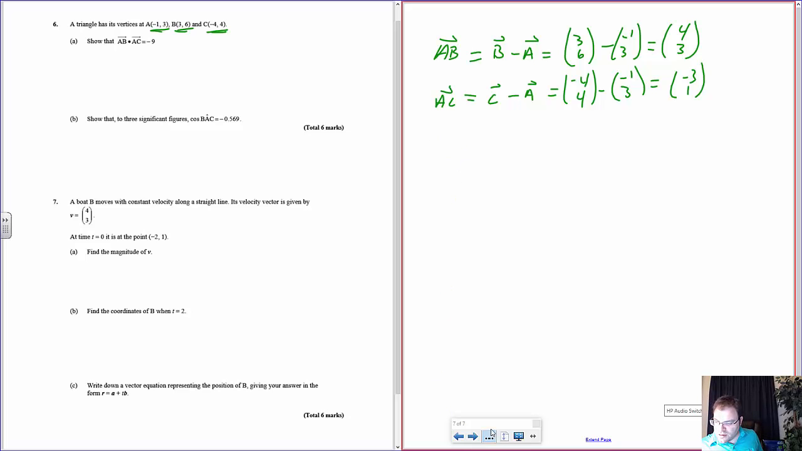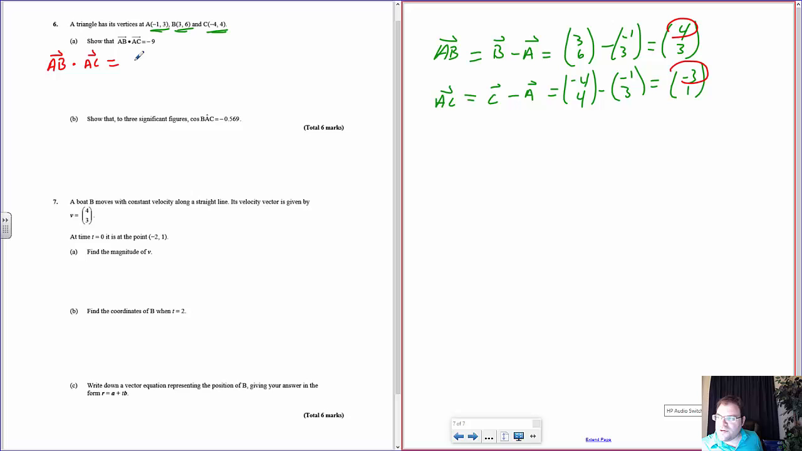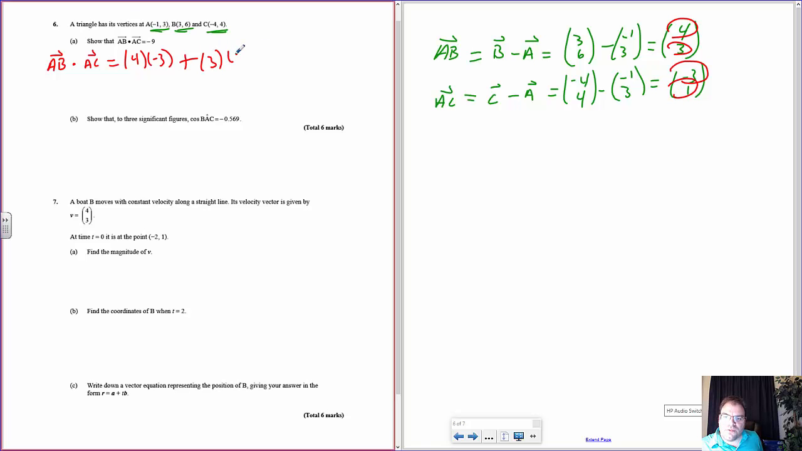Now I need to find the vector dot product. The dot product of AB and AC is given by taking the x component times the x component, so 4 times -3. Then we add the y times the y, which is 3 times 1. So 4 times -3 is -12, and 3 times 1 is 3. -12 plus 3 is -9, and that's what they wanted me to show. So check.